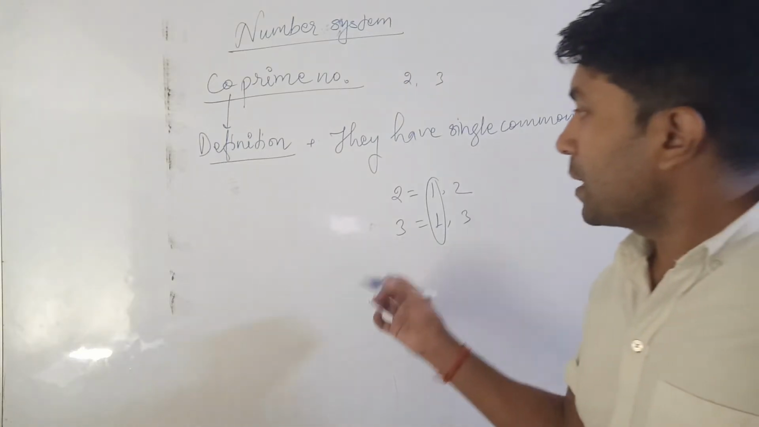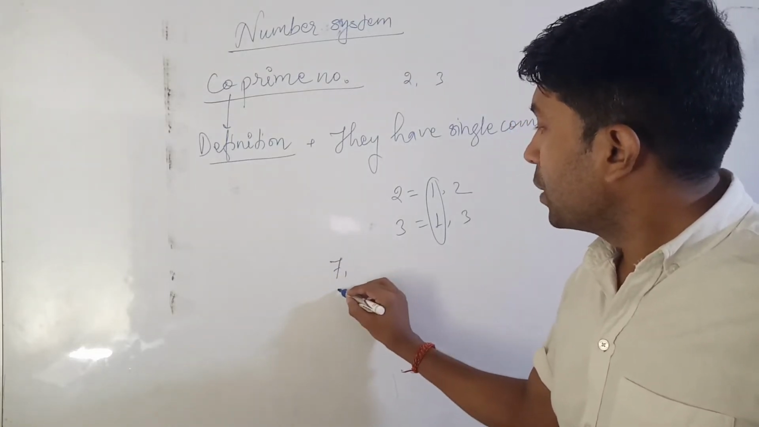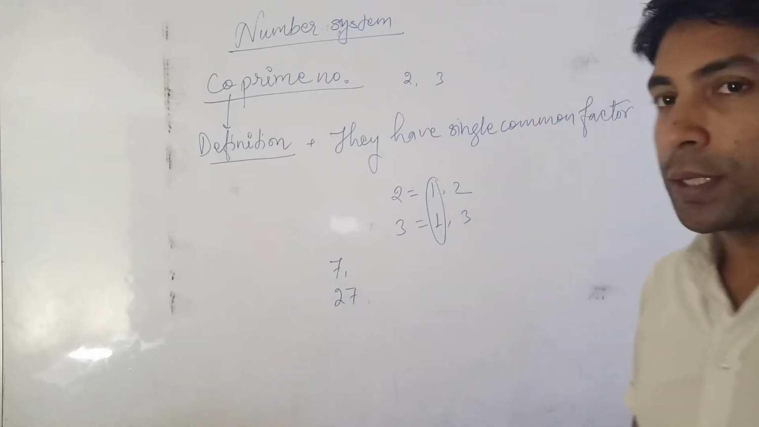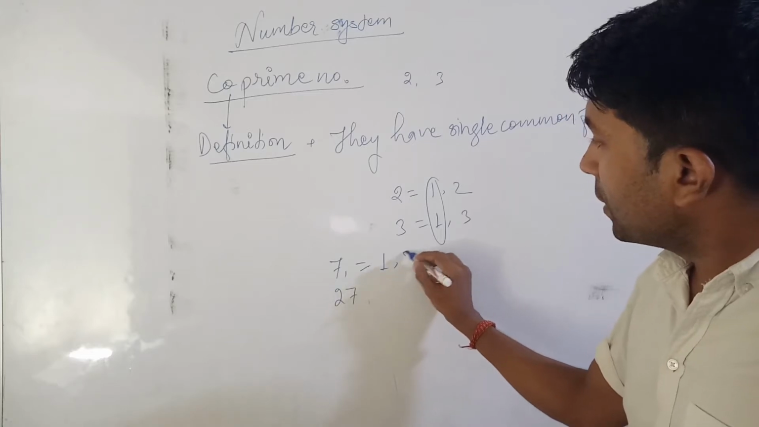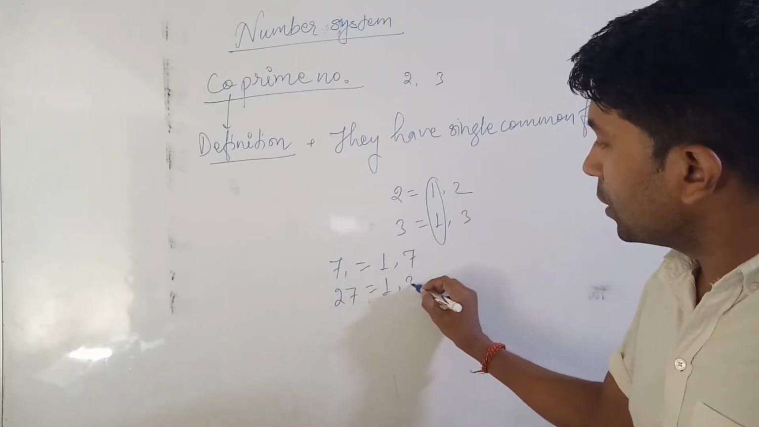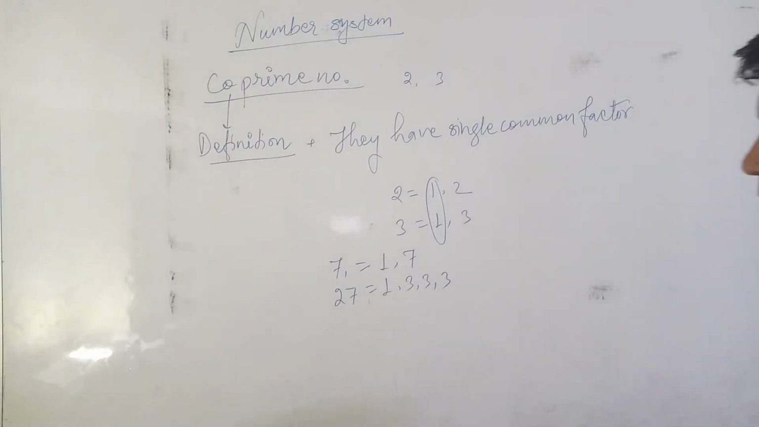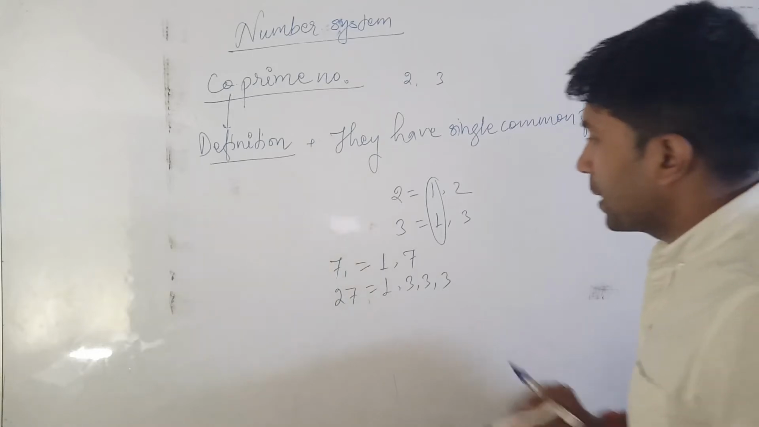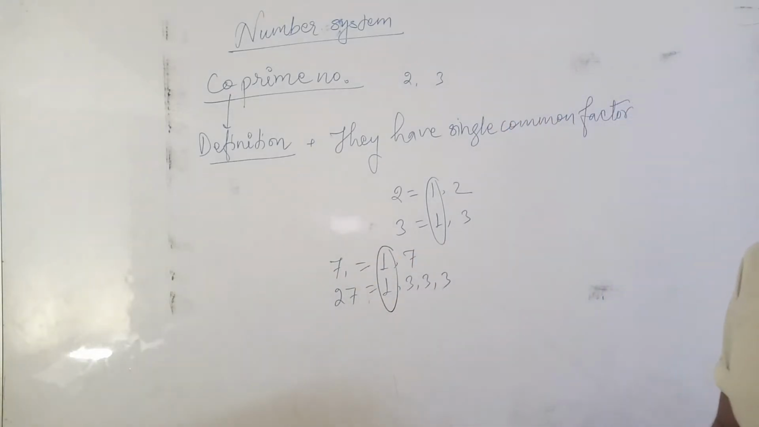Similarly, we take another example, and that is 7 and 27. Okay. So try to factorize 7, this is 1 and 7. Again, 27 is 1 into 3, 3, 3. Okay, so again they have a single common factor, and that is 1. That's why they are also coprime numbers.